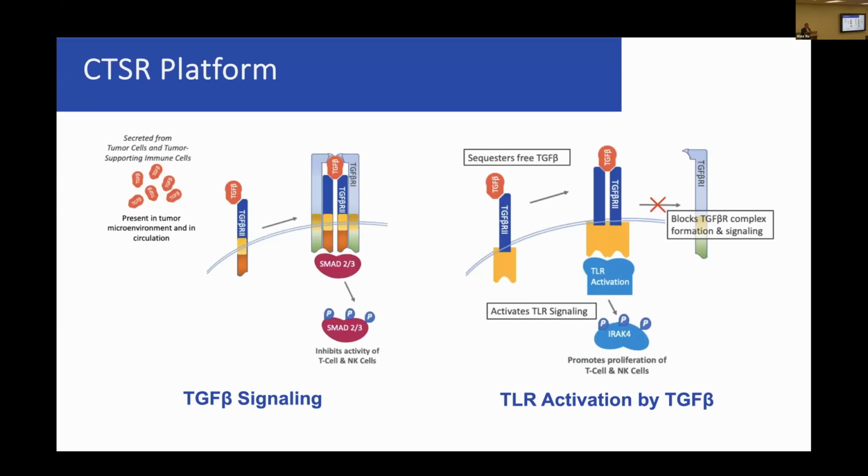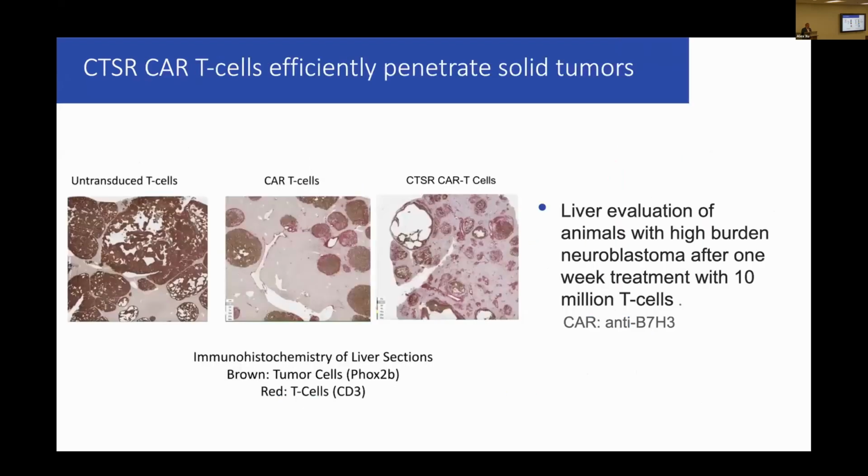The TGF-beta receptor is typically a monomer on cells, and when TGF-beta binds, it becomes a dimer. So that was our first idea, that we could use this to create signaling. We combined TGF-beta receptor 2 with a toll-like receptor activation domain that activates phospho-IRAK. I'm not going to go into a lot of details, but what this does is really power up the T cells to be able to penetrate into the tumors.